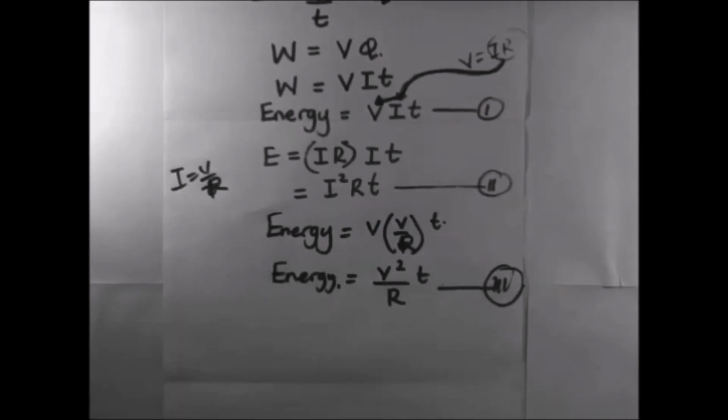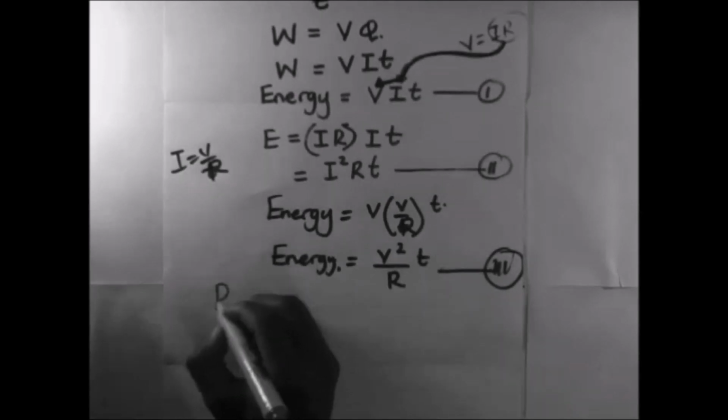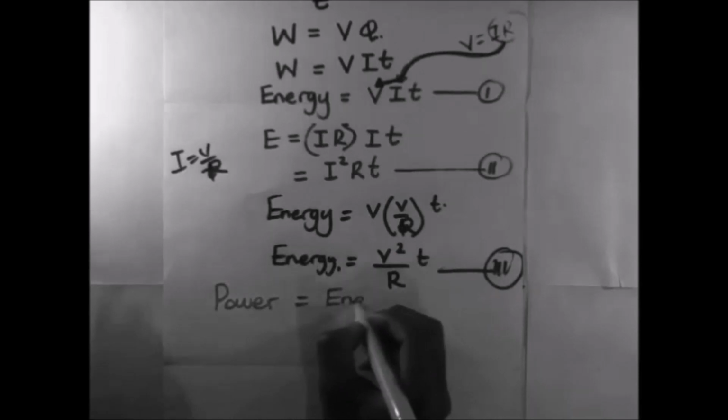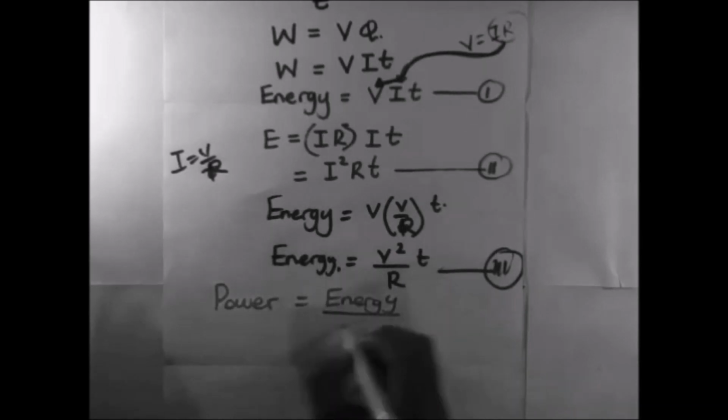So let's get to some of the expressions we shall be using when we are calculating for power. First of all, what is power? Power is the rate of dissipation of energy. So it means that power will be equal to energy over time.